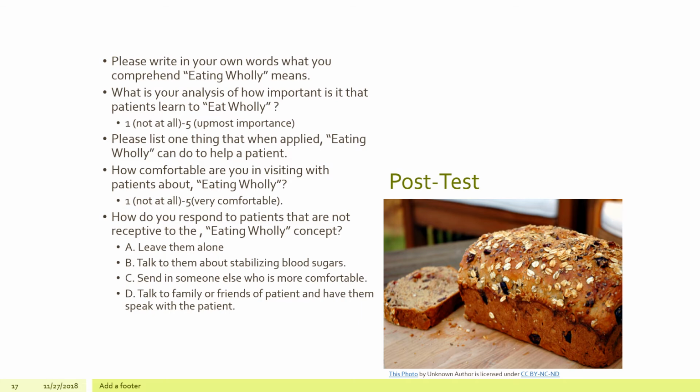And lastly, how do you respond to patients that are not receptive to the eating wholly concept? A, leave them alone. B, talk to them about stabilizing blood sugars. C, send in someone else who is more comfortable. Or D, talk to family, friends of a patient and have them speak with the patient. Please only pick one.